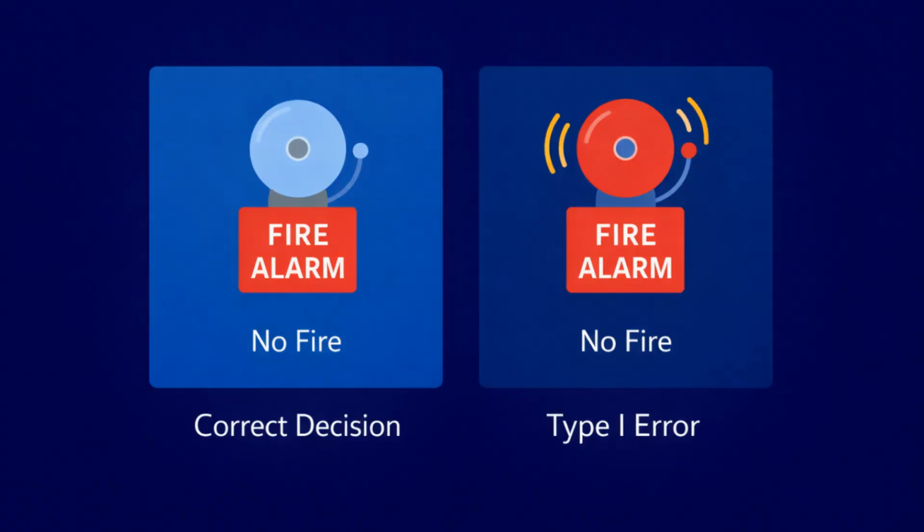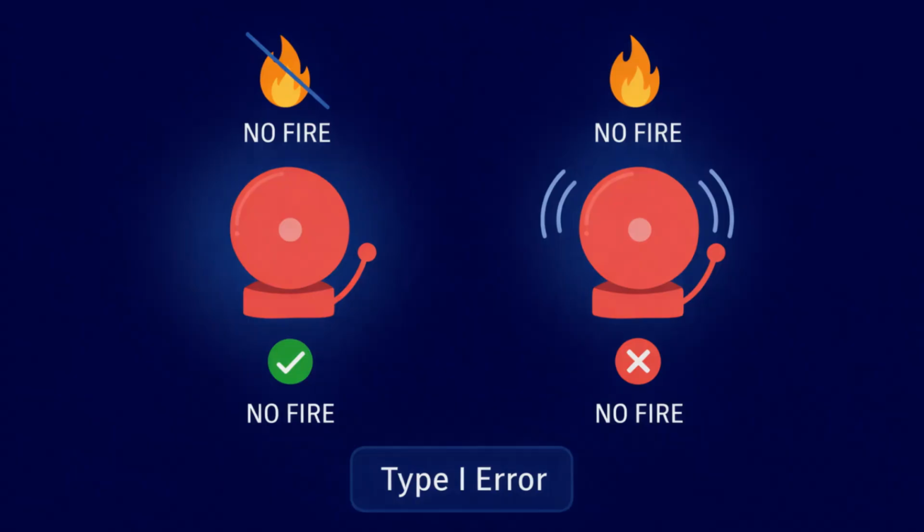Consider a smoke alarm example. The null hypothesis states that there is no fire. The alternative hypothesis states that there is a fire. We begin by assuming no fire unless evidence suggests otherwise. If there is no fire and the alarm stays silent, that is a correct decision. If there is no fire and the alarm goes off, that is a type 1 error. It is a false alarm because we acted as if there were a fire when there was not.